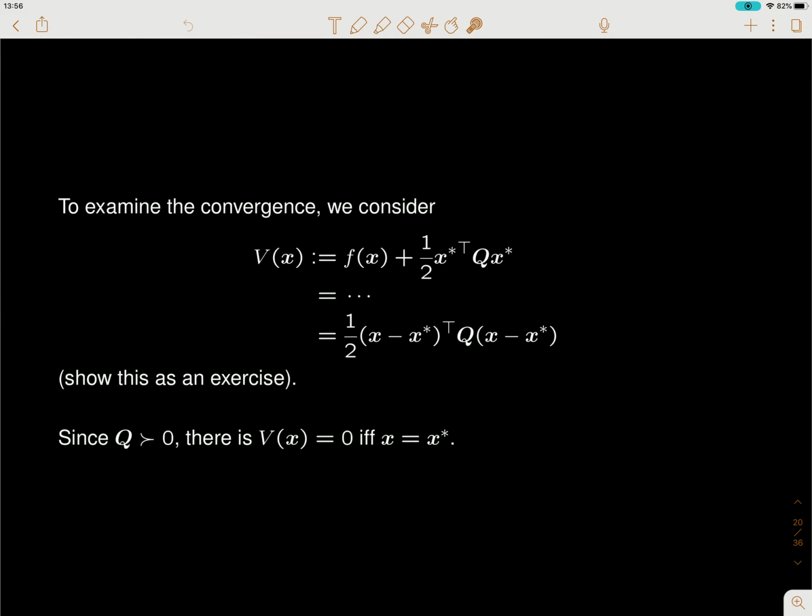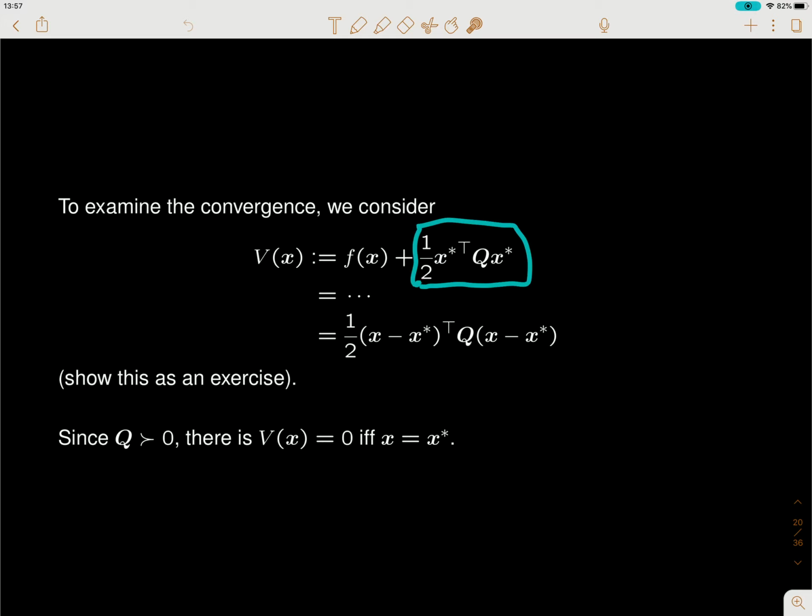Now let's see what is the convergence behavior of this algorithm. Okay, to study the convergence, let's first define the following function V of x. For any given x, I'm going to define my V of x as the f of x plus a constant. So you can see that V of x is not much different from f of x, but it's just perturbed by some constant. And this constant is 1/2 x star transpose Q x star. Remember that this is a constant, it doesn't depend on x.